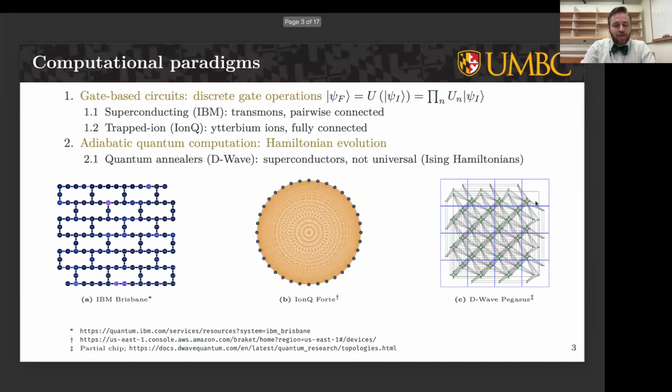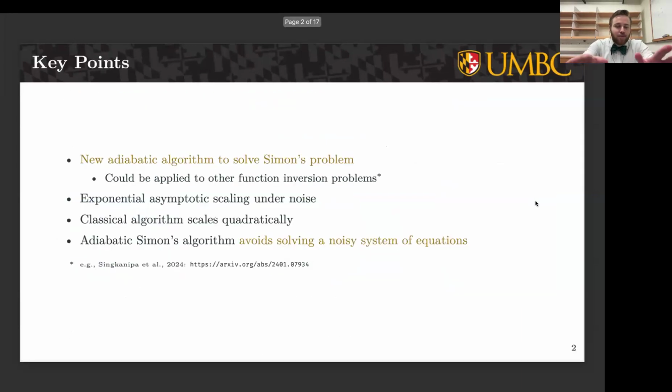So I'll start with a bit of background material. First, I'll start with the key points. The things I want you to take away from this talk are the following. First is that we've introduced a new adiabatic algorithm, which can be used to solve Simon's problem and more generally any problems which involve function inversion. Our algorithm showed exponential asymptotic scaling on noisy hardware, and a classical algorithm that solved the same problem had quadratic scaling. So there is that difference in performance from the quantum to the classical. However, our algorithm does avoid the problem of solving a noisy system of Boolean equations, which is required for the gate-based equivalent of Simon's algorithm. So there is a large savings in post-processing complexity that comes from this adiabatic implementation.